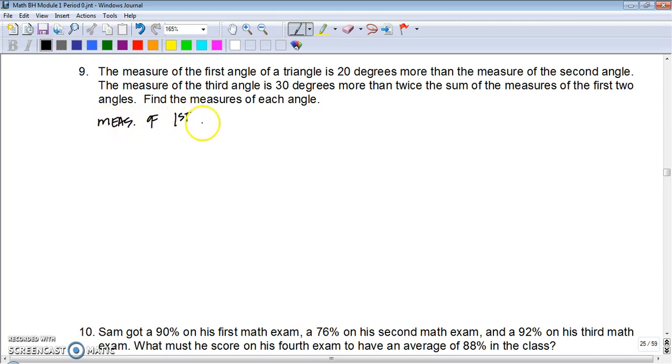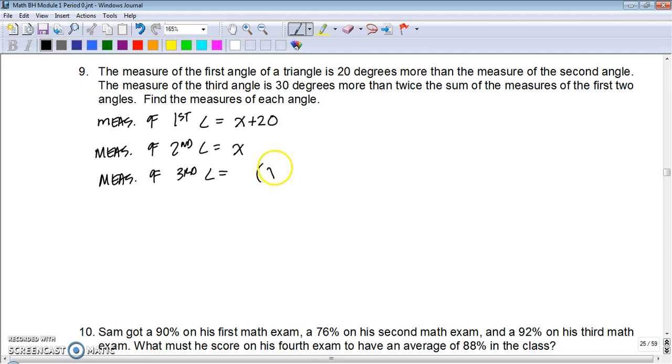of the first angle, the measure of the second angle, and the measure of the third angle. So it seems like maybe defining this, pick whatever letter you like, so define the variable to be the second angle because the first one is in reference to that, 20 more than, so either x plus 20 or 20 plus x. And then the third angle is 30 degrees more than twice the sum of the first two.